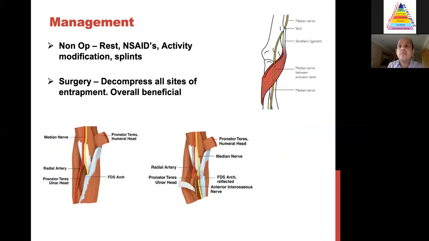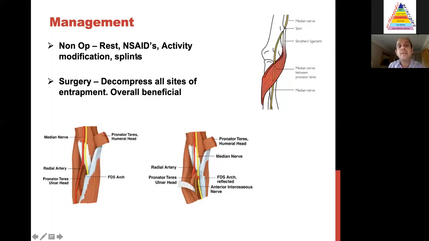So once you've made a diagnosis, management for all the neuropathies is non-operative, wait and watch, unless there's a big lesion like a tumor or a lipoma or a ganglion causing a neuropathy. So you sit on it for a good 6 months.